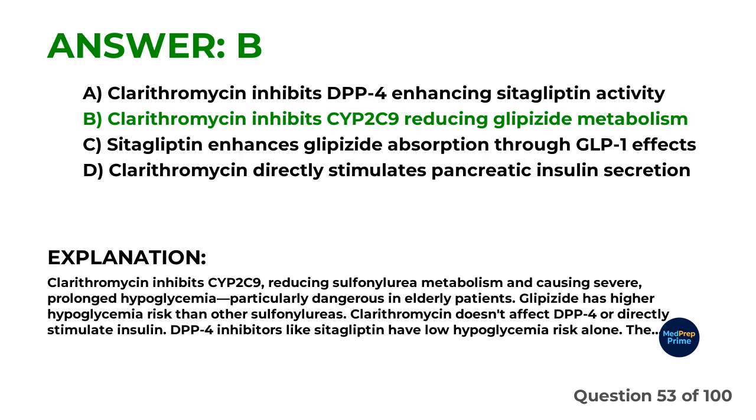DPP-4 inhibitors like sitagliptin have low hypoglycemia risk alone. The sulfonylurea-macrolide interaction requires dose adjustment or close glucose monitoring. Immediate treatment with glucose or glucagon is needed.